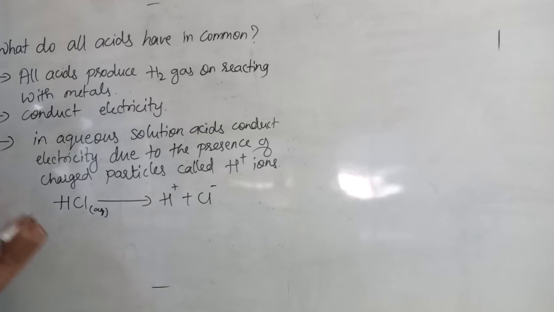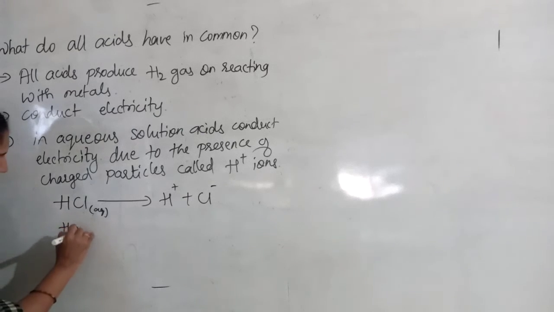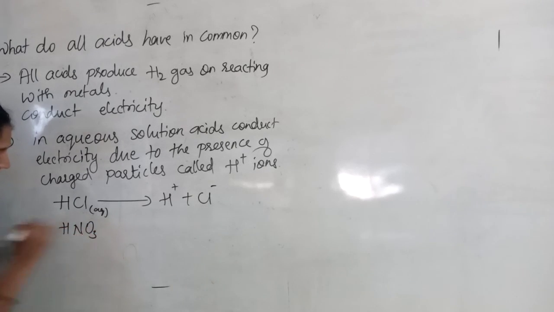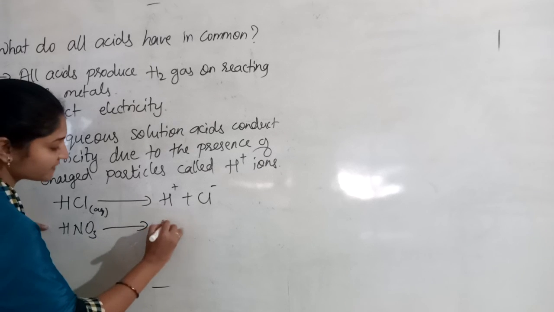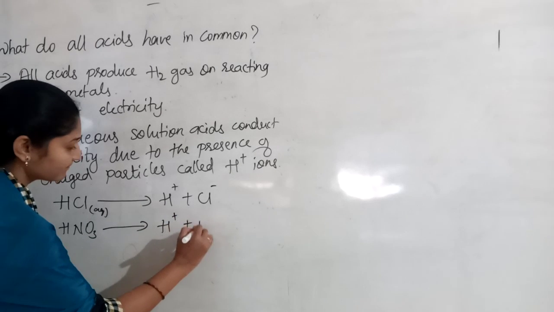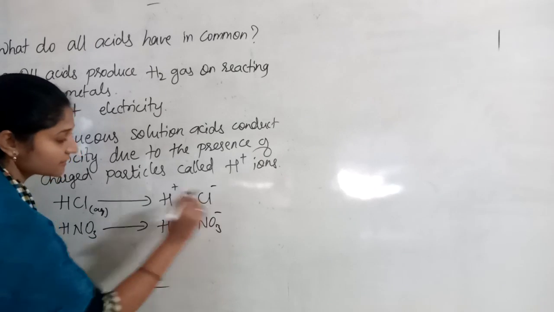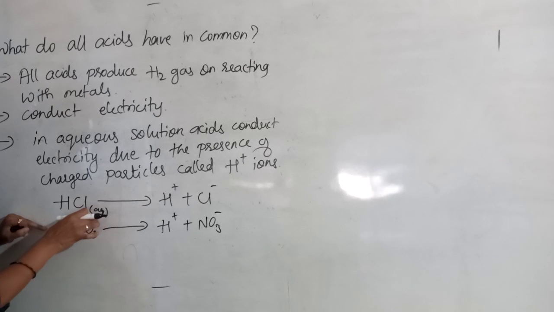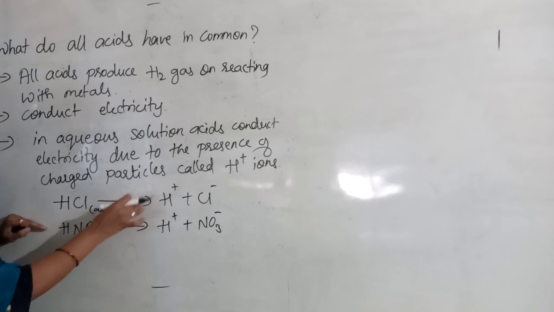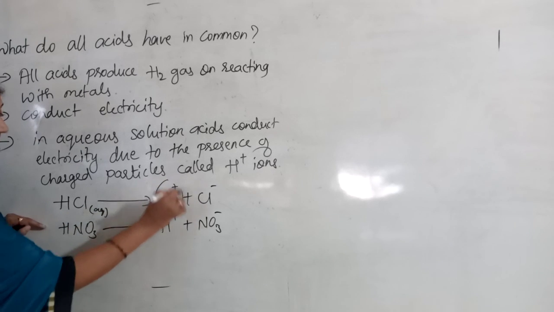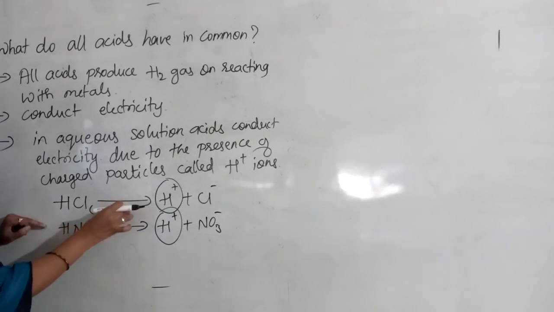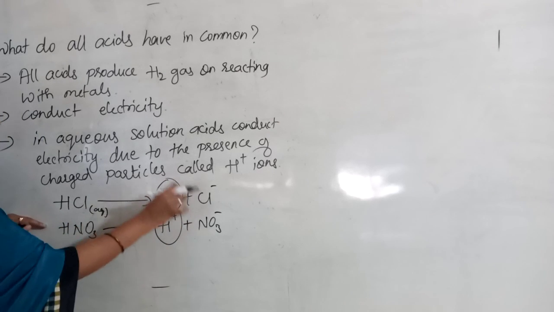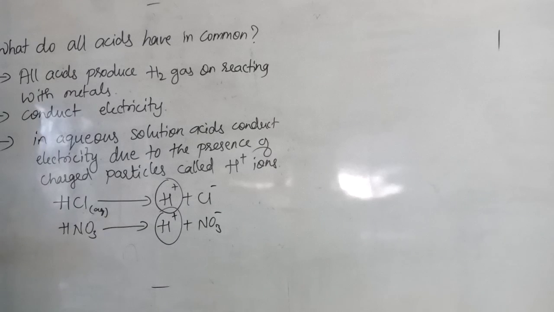If we take another acid like HNO3, nitric acid, when this dissociates, it also forms H plus and NO3 minus. So almost all acids, when they dissociate, are going to produce that H plus ion.